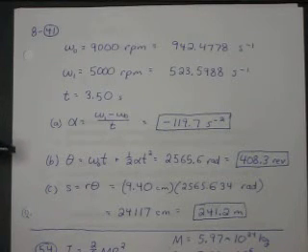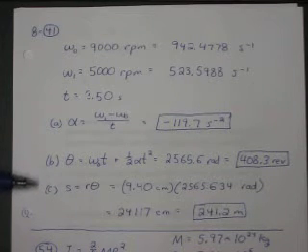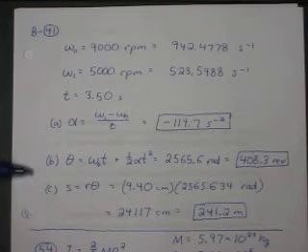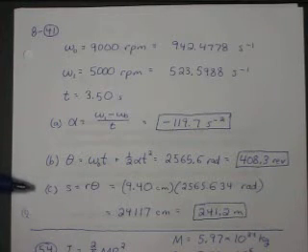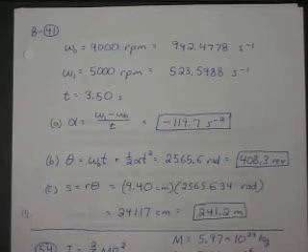Question C asks, through what distance does a point on the edge turn during this time? And so we're looking for the arc length, actually. S equals r times theta. We solve for theta in question B, so it's 9.4 centimeters times theta. And we get 24,117 centimeters. I've converted that to meters, so 241.2 meters.